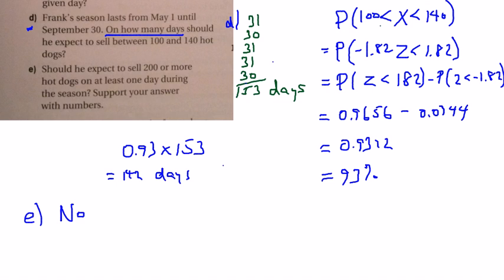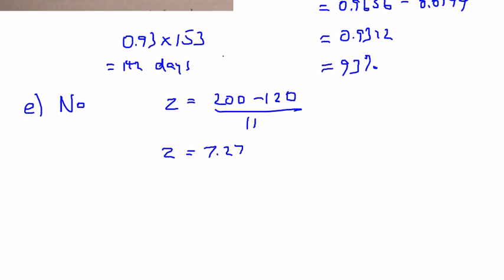But we can basically say that 200, so the z-score for 200 is, what is it, 80 over 11. Oh my god, that's like 7.27. It's a z-score of 7.27. So there would be a 100% chance that he would sell less than 200 hot dogs on any given day. And it's really, really close to 100%.